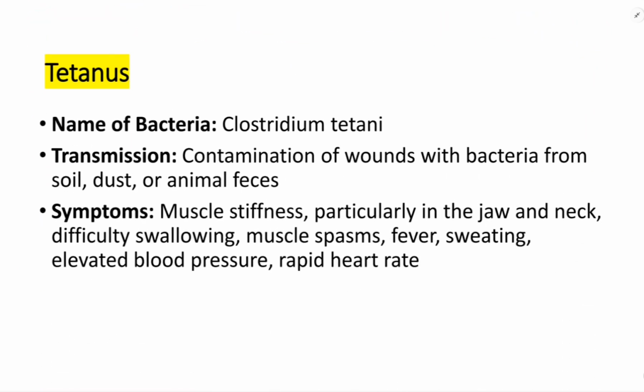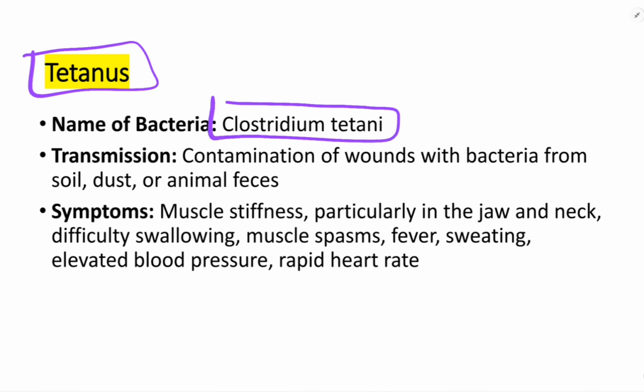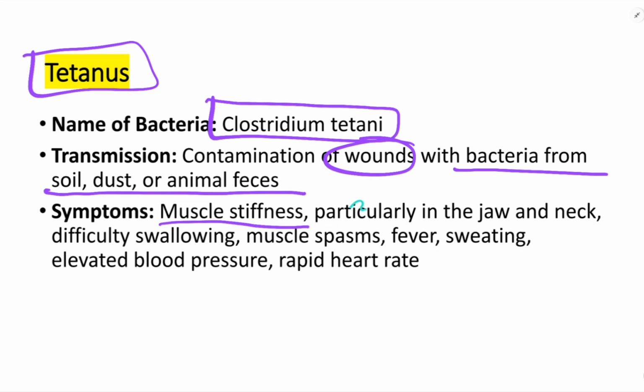Next we'll see tetanus. It is caused by Clostridium tetani and it transmits through contamination of wounds with bacteria from soil, dust or animal feces. And the symptoms are muscle stiffness, particularly in the jaw and neck, muscle spasms, fever, sweating, elevated blood pressure and rapid heart rate.